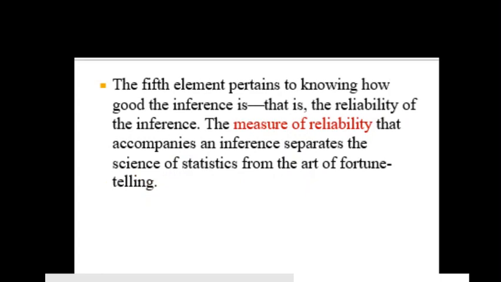The fifth element of statistics is the measure of reliability, which basically gives us a numerical measure of how good the inference is. So this measure of reliability separates the science of statistics from the art of fortune telling.